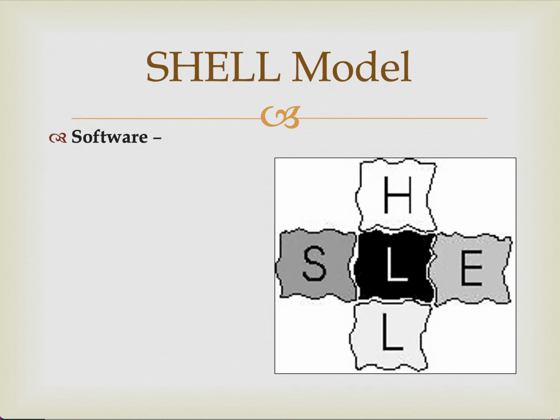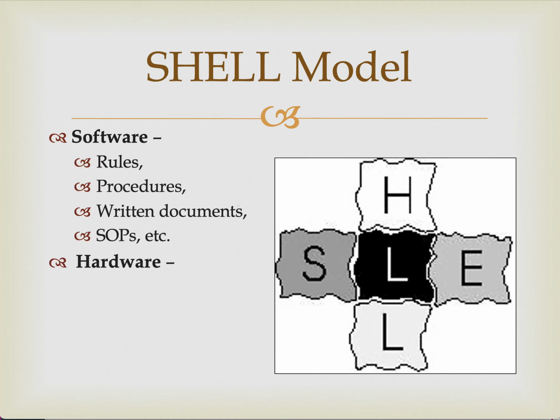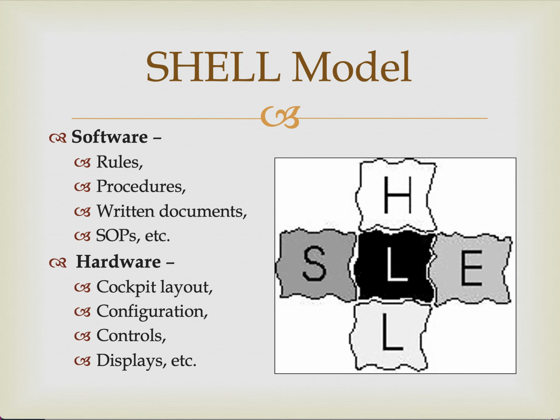The S here stands for software. By software, we mean rules, procedures, written documents, SOPs. I don't mean computer software. Remember, this was made in the 70s. There wasn't a whole lot of that around back then. We mean not physical hard things, but things with words. Words are software, like standard operating procedures and documents. Hardware is the stuff you touch. That's the layout inside the cockpit, the configuration of the controls themselves, the displays that you look at and use, things like that. Hardware, things you can touch, things that are tangible.